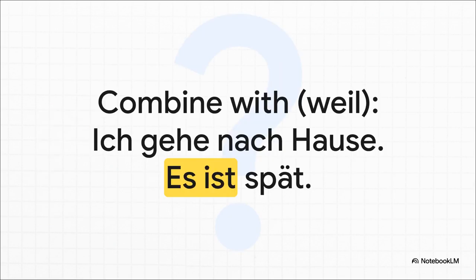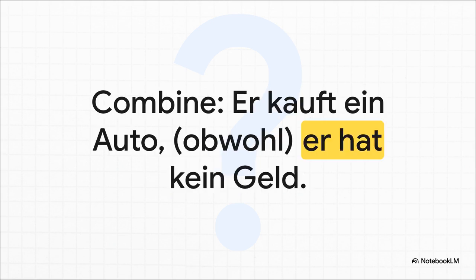All right, enough talk, your turn. Let's do a quick practice. How would you connect I'm going home and it is late using the verb kicker weil? Think about that verb in the second sentence, ist. Where's it going to end up? Okay, let's try one more. He buys a new car and he has no money. Connect them with obwohl, which means although. It's another verb kicker. So what's going to happen to the verb hat?